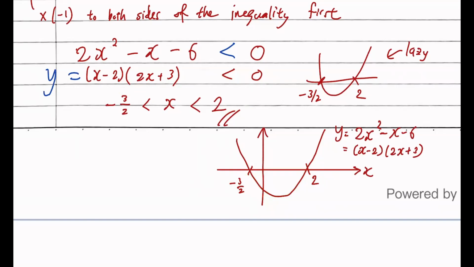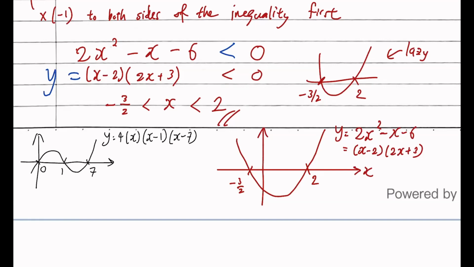Okay, let me give you an extension question. What if instead I had something like a cubic curve? Let's say this is y equals 4 times x minus 1 times x minus 7. So there is 0, 1, 7. I want 4x bracket x minus 1 bracket x minus 7 more than 0. What's your answer? More than 0.